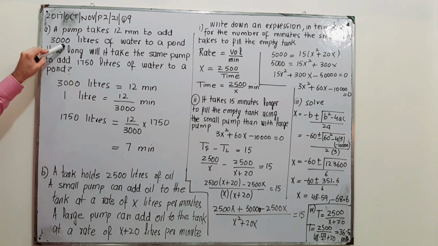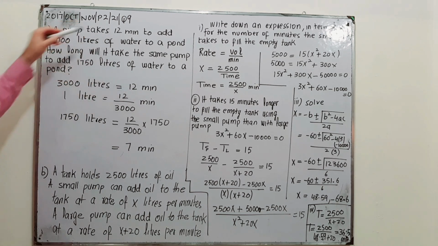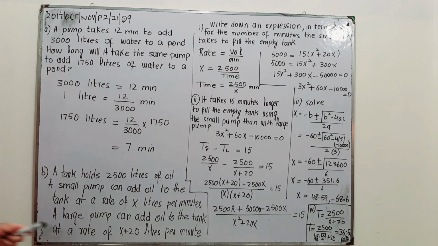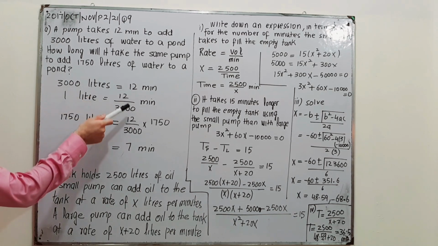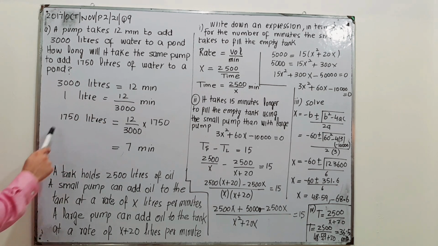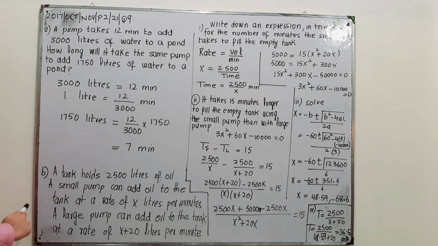Now if 3000 liters are pumped in 12 minutes as given in the question, 3000 liters will take 12 minutes, so 1 liter will take 12 divided by 3000. The 3000 will move to the right side and divide 12. And for 1750 liters, the time will be 12 over 3000, this fraction, multiplied by 1750. So upon simplification, you will get your answer as 7 minutes.